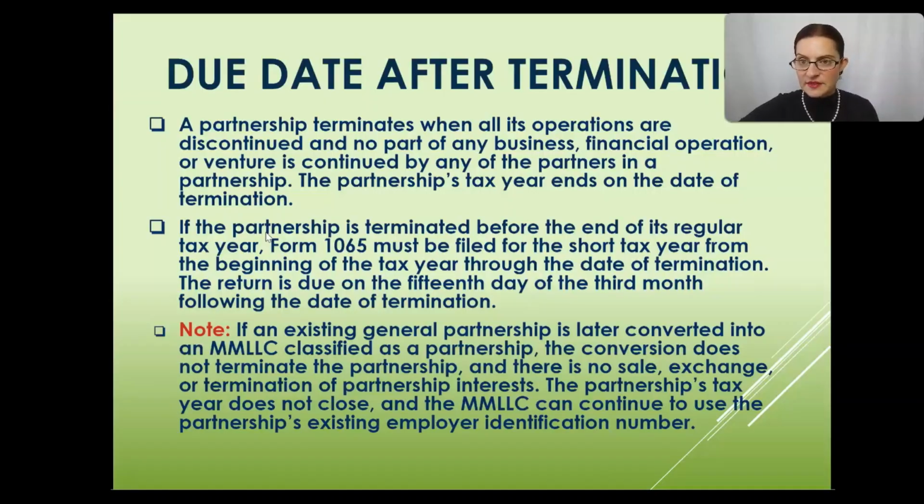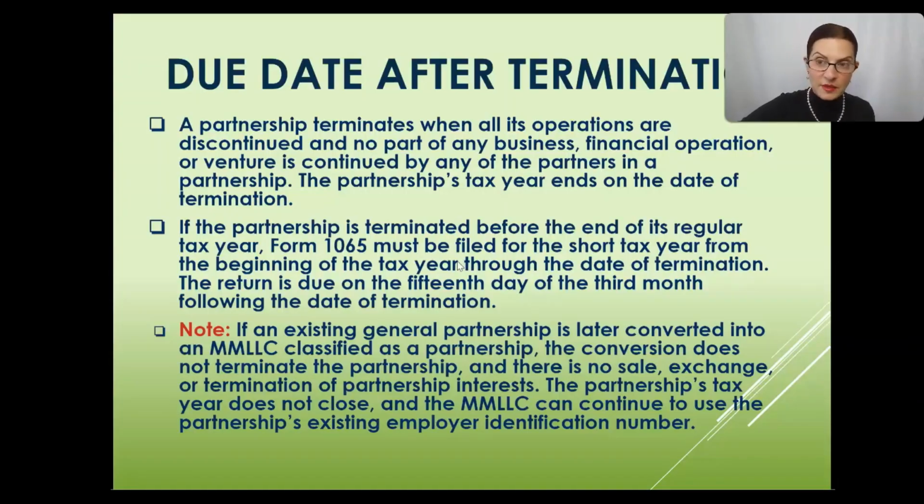If it terminates before the end of the year, a Form 1065 has to be filed for the short tax year from the beginning of that tax year through the date of termination. The return is due on the 15th day of the third month following the date of termination. I think you need to know this. Normally, a partnership has to file its tax return on what? March 15th, right? That's the normal due date. They can request an extension, and then that pushes the due date to September 15th, most of the time, if it's a calendar year partnership.